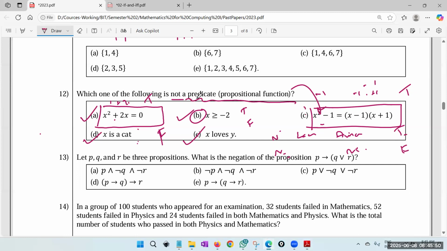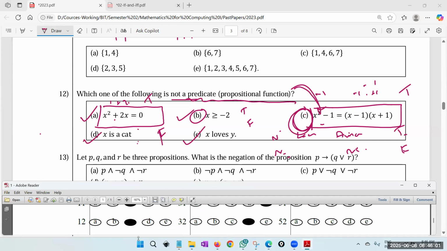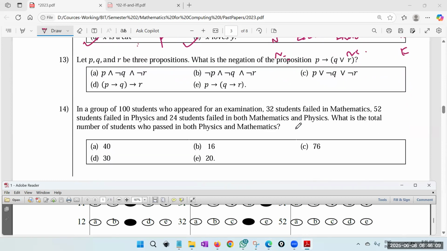Not a predicate. Sorry. Right. The question is not a predicate. So what is not a predicate? Because this is a proposition, the not a predicate is C. Right. Sorry. The question is all about the reverse. Okay. Not a predicate. So because these are predicates, C is the not a predicate because it's a proposition. Okay. Right. Sorry for that. Answer is correct. Right. Next one.